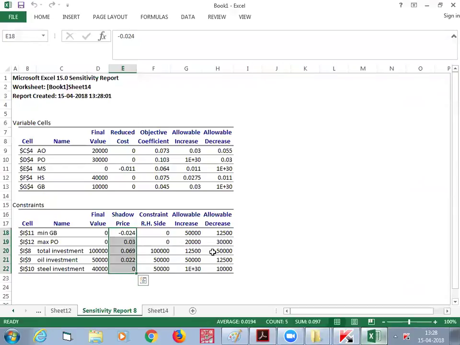Only reason I did all this was to look at how much more we can invest. And how much more can we invest? This much. 1,25,000.